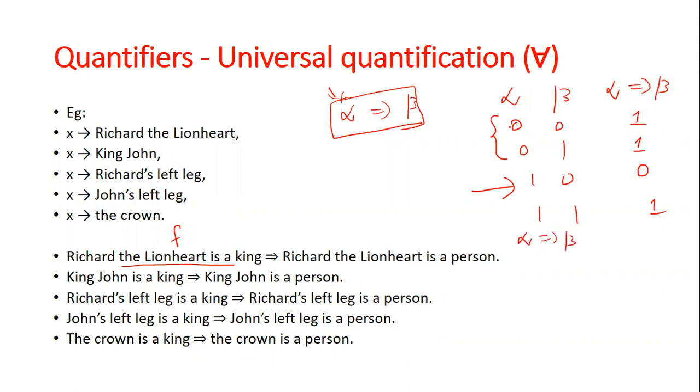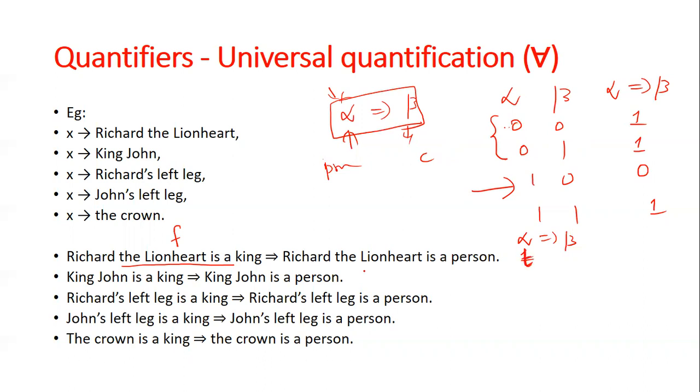Here you can see this truth table. This is the premise, alpha, and this is the conclusion part. If the premise part is false, then the result will be true. Sorry, I said false earlier; the result will be true. So this is false here: Richard is not the king. So the result is true.